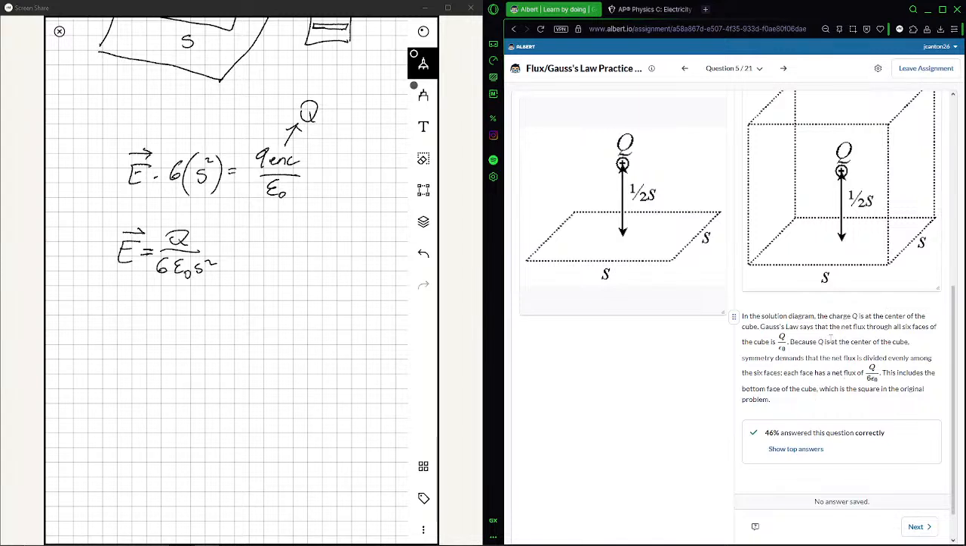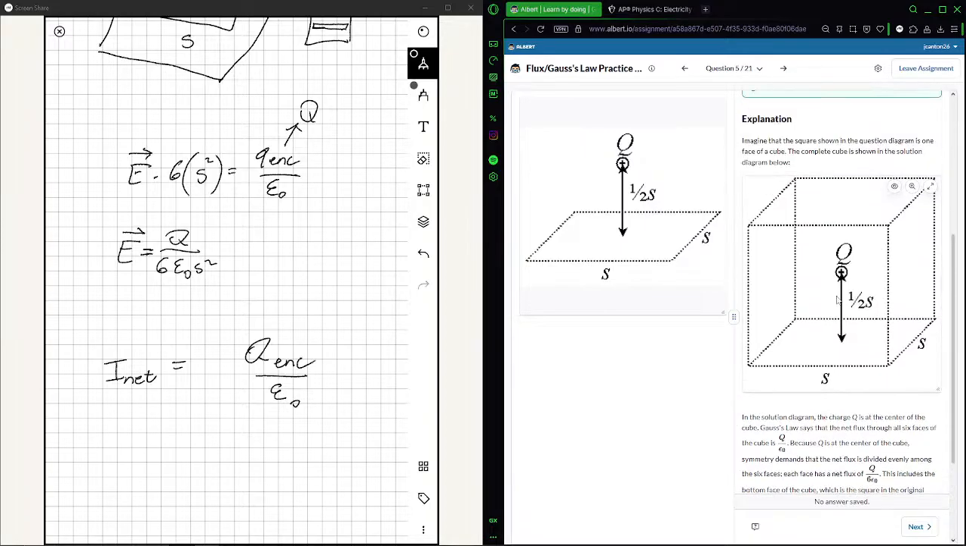Oh, okay, so symmetry. So this is a very different type of question, all right? So the net flux is Q enclosed over epsilon naught. We agree on that. It's the net flux, because it's a point charge within this cube, like it shows, right? So that's the net flux.